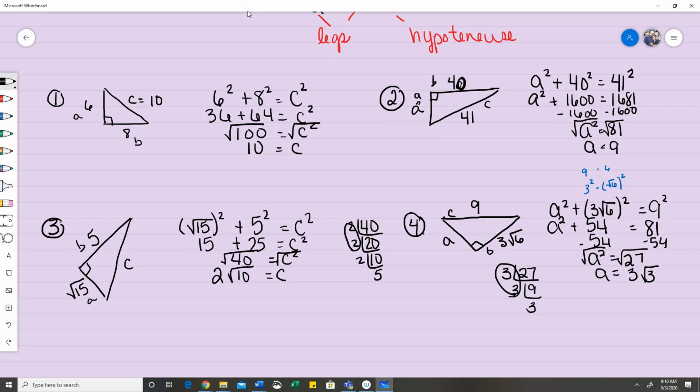So I'm going to go through and highlight our solutions here. We have 10 on number 1. Our hypotenuse was 10 units long. On number 2, side A, leg A, was 9 units long. On number 3, our hypotenuse was 2 times the square root of 10 units long. And on number 4, our leg A was 3 times the square root of 3 units long.